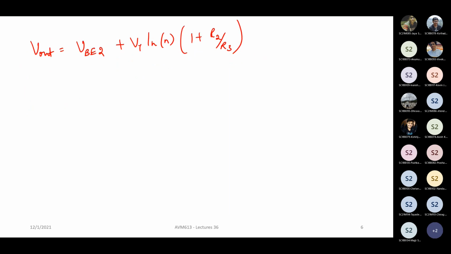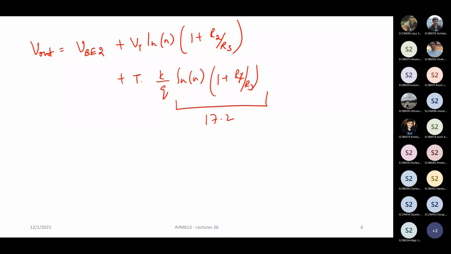Okay. Now what is required here? In yesterday's class we saw that alpha 2 times, whatever is the coefficient of this, can be written as T into K by Q ln N times (1 plus R2 by R3). And we saw that this coefficient should be equal to 17.2, right? So ln of N multiplied by (1 plus R2 by R3) should be equal to 17.2. This is what we derived in yesterday's class, right?